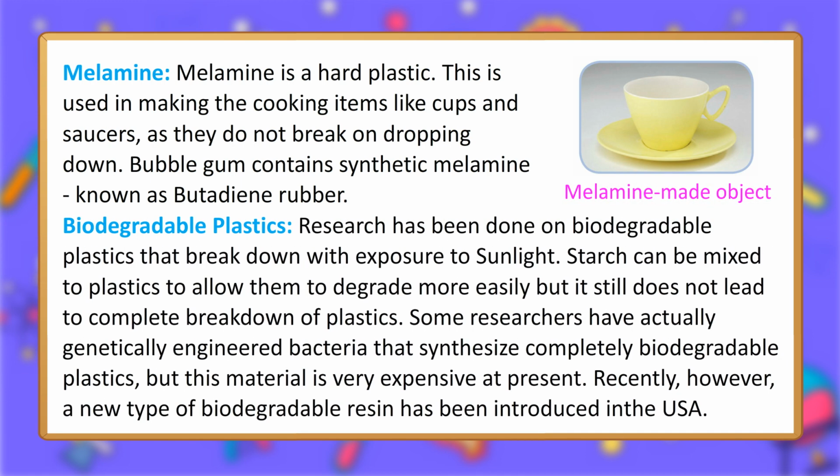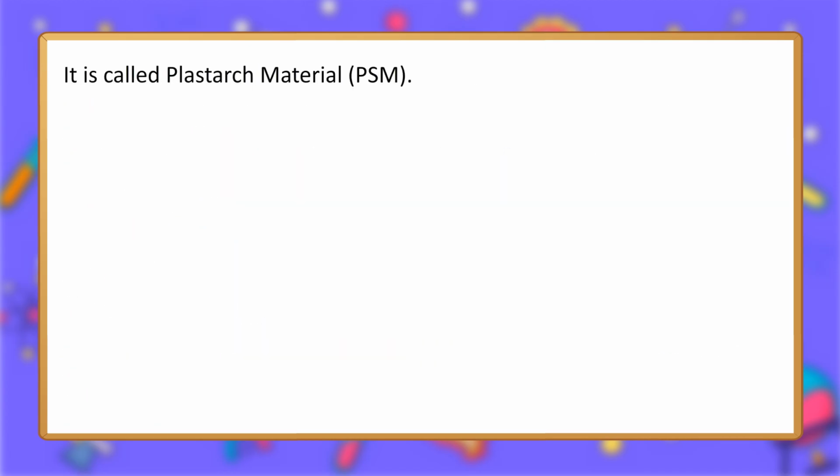Biodegradable plastics. Research has been done on biodegradable plastics that break down with exposure to sunlight. Starch can be mixed to plastics to allow them to degrade more easily, but it still does not lead to complete breakdown of plastics. Some researchers have actually genetically engineered bacteria that synthesize completely biodegradable plastics, but this material is very expensive at present. Recently, however, a new type of biodegradable resin has been introduced in the USA. It is called plastarch material, PSM.